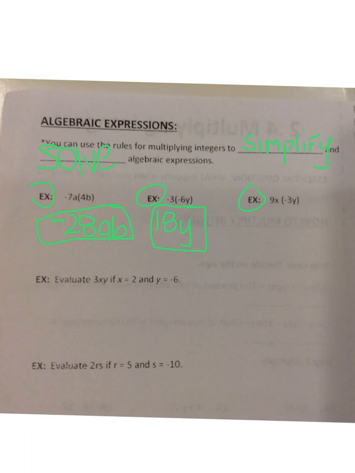Next example, we have 9x times negative 3y. The first thing I want to do is multiply the coefficients. 9 times negative 3. Signs are different, so that's a negative 27. And then x times y would be xy. So we're left with negative 27xy.